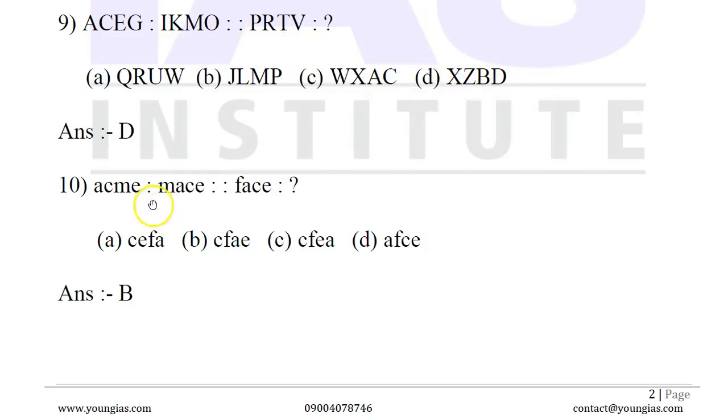10th question now. You have ACME is to MACE, and then after that you have FACE is to what? So now if you observe this ACME here, what they have basically done is they have interchanged the alphabets. The third alphabet is the first one here, and the first one is the second one here. So the same pattern if we follow here, we'll get the answer as CFAE. That's why B option CFAE is your correct answer here, just by interchanging the alphabets.